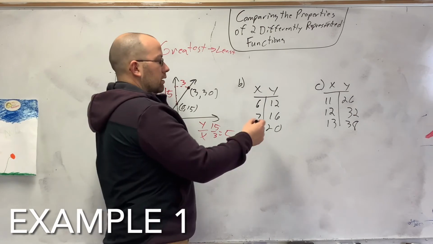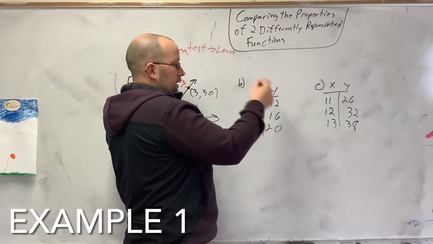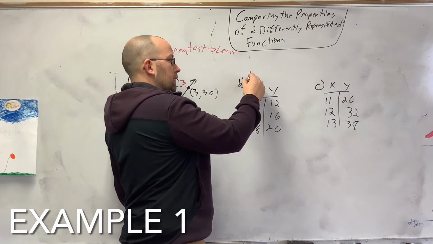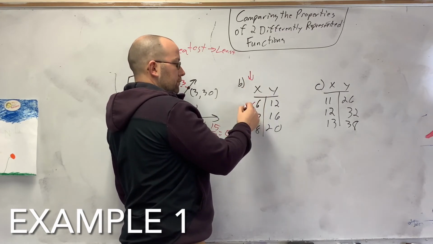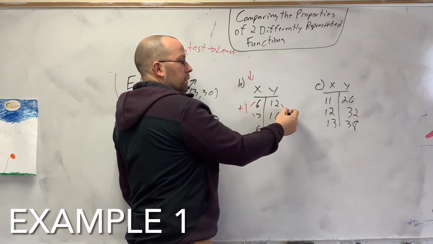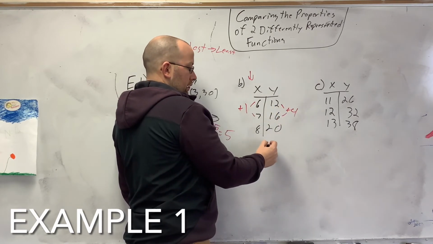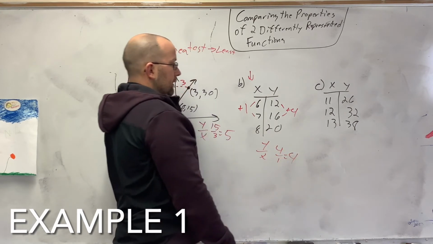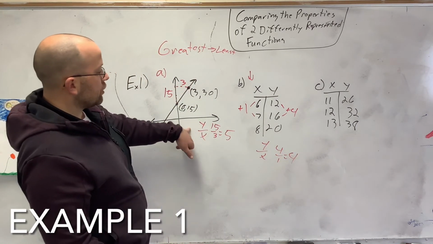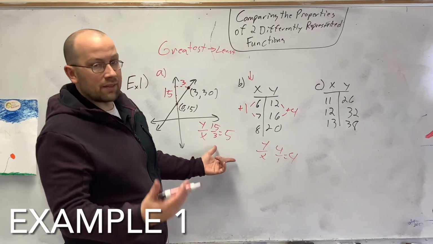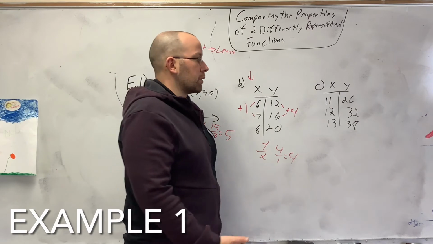Alright, here I'll do the table way. I'll do it all 3 ways. Why not? I'll go down on the table. So to get from 6 to 7, I have to add 1. To get from 12 to 16, I have to add 4. Y over x, which is 4 over 1, which is 4. So now, this job looks better than this job because I'll be making, say, $5. Here I'll be making $4.